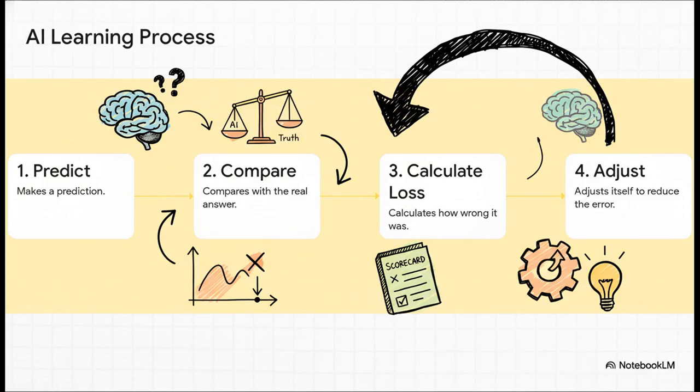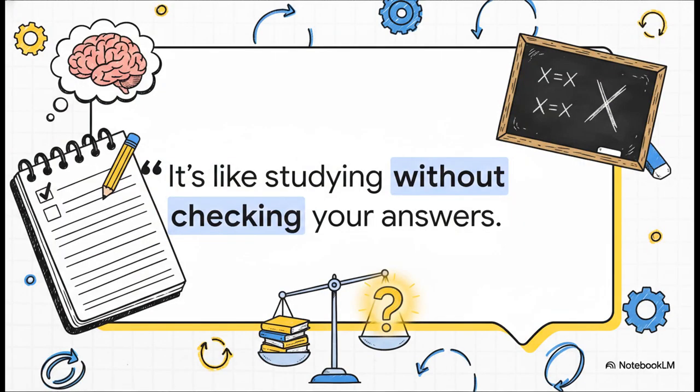Step 3, it calculates the loss, how far off it was. And then the magic happens in step 4. It actually adjusts its own internal wiring to try and shrink that loss number. And this cycle doesn't just happen once or twice. We're talking millions, sometimes even billions of times. Without this feedback, AI training would be completely useless. It's just like the source material says. It would be like trying to study for a huge exam but never ever checking if your practice answers were right. You'd have no idea if you were learning anything at all. The loss function, it's the answer key.